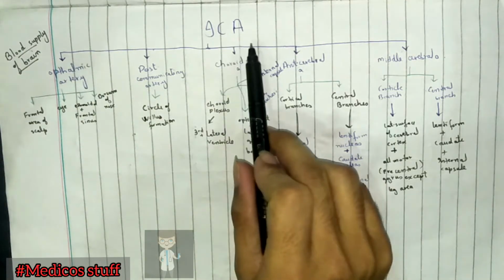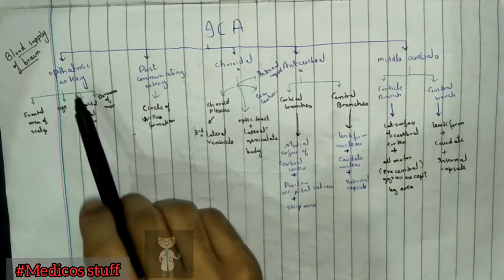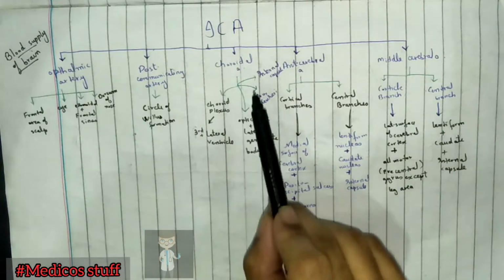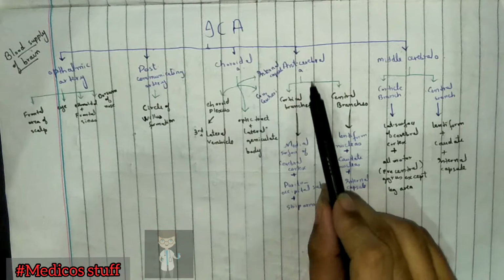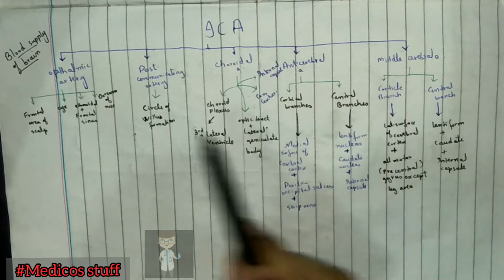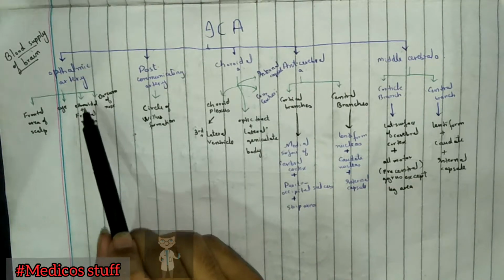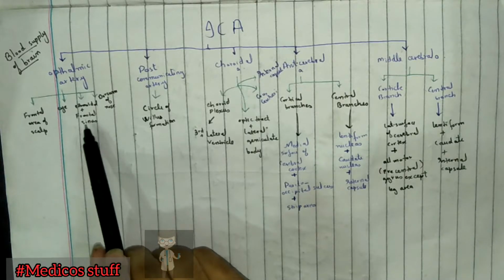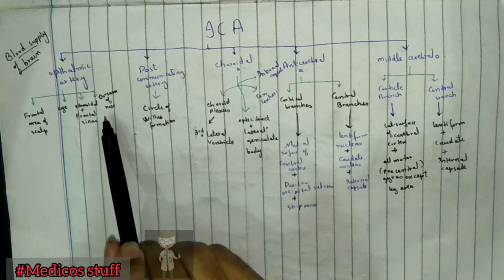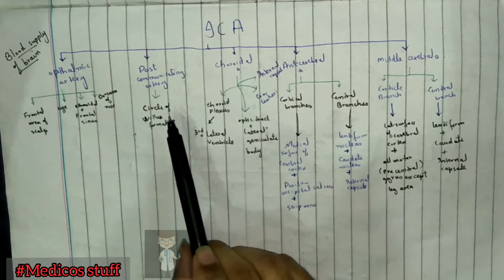The internal carotid artery is further divided into different branches like the ophthalmic artery, posterior communicating artery, choroidal artery, anterior cerebral artery and middle cerebral artery. So first of all, the ophthalmic artery. The ophthalmic artery supplies the frontal area of the scalp, eye, ethmoid plus frontal sinuses and the dorsum of the nose.